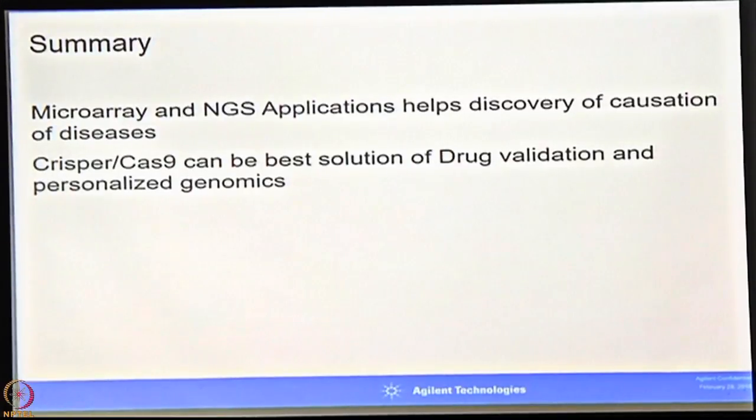So in summary, you can use the NGS application to identify the causation, what's the cause of that. And I gave a little brief idea how CRISPR-Cas can be the best solution for drug validation and personalized genomics. So this is something where you can use the NGS application to identify the problems, and CRISPR might be used for the treatment part, right?